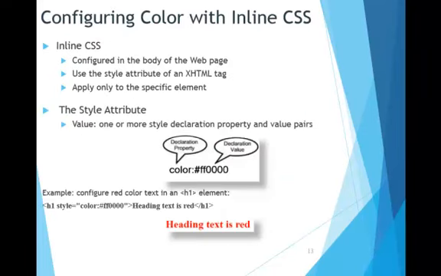In this example, we're using an inline CSS style attribute. You can see that it is in line with the H1 tag, and then the style attribute is declared here. Now the declaration property is the color, and then the declaration value is pound FF0000. What that's going to do is make whatever text is here in between the H1 tags red.